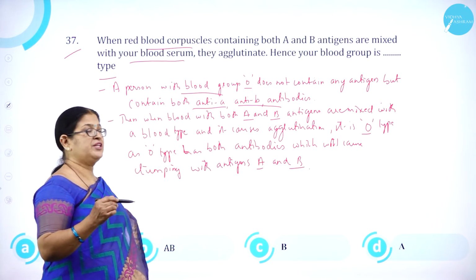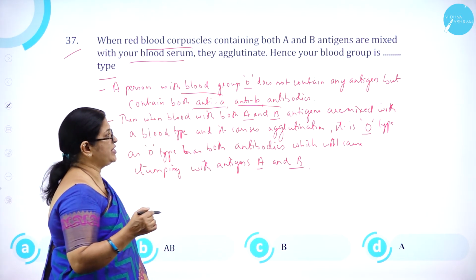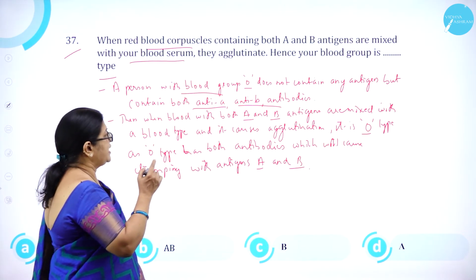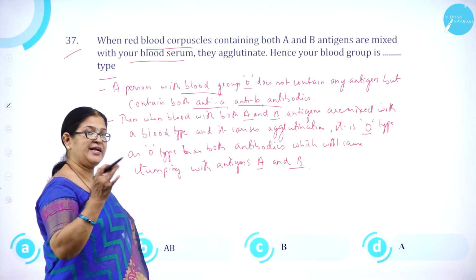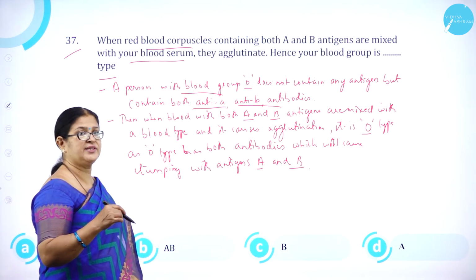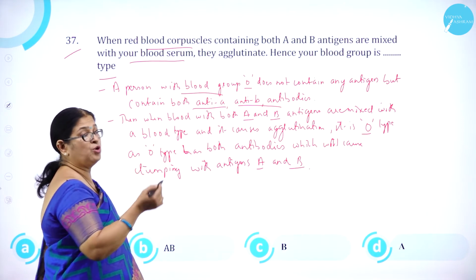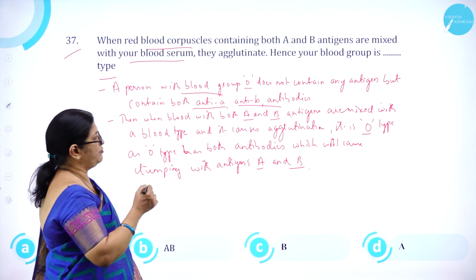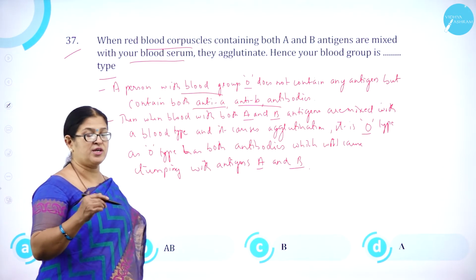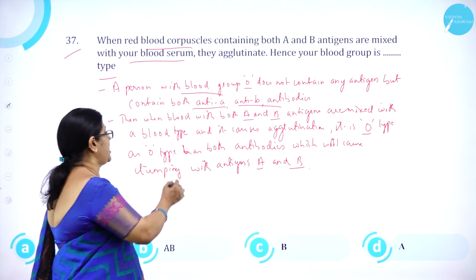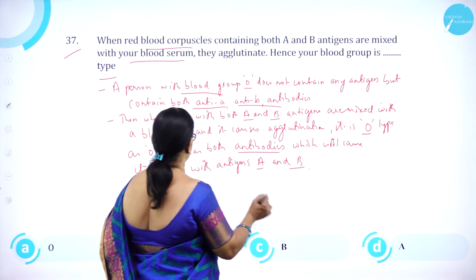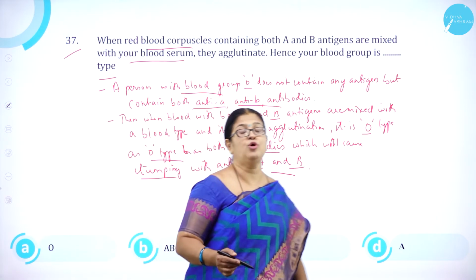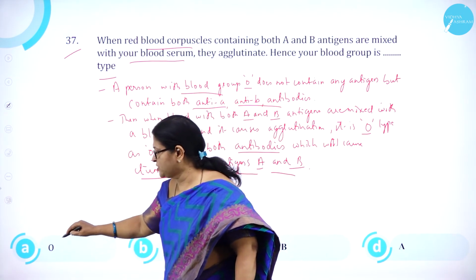So when blood with both antigens A and B is mixed with a blood type, and it causes agglutination, because antibodies will come in contact with antigens and there is clumping. So obviously, when it clots with both A and B antigens, it is the O group. As O type has both antibodies, which will cause clumping with antigens A and B, the answer is O group. So option A, O, is correct.